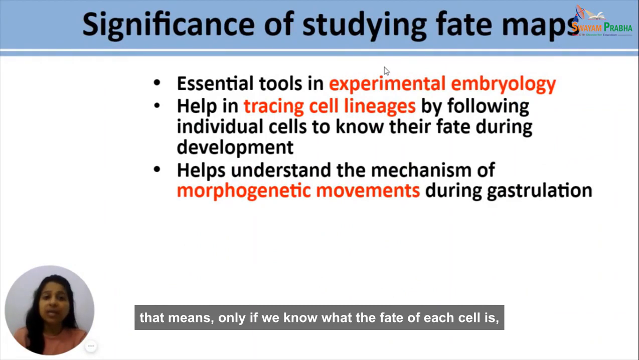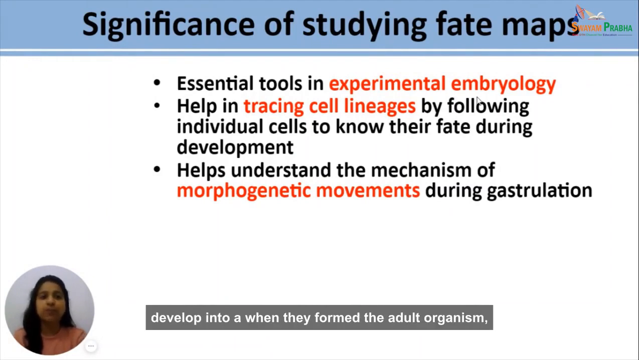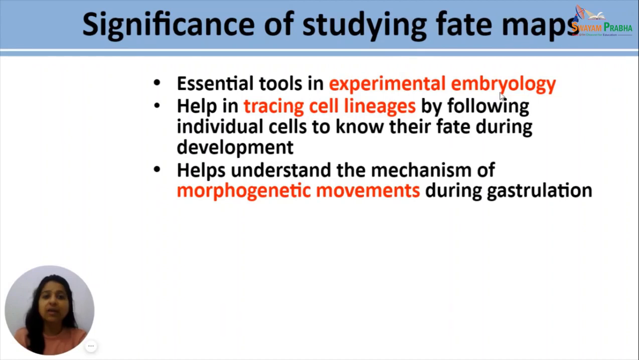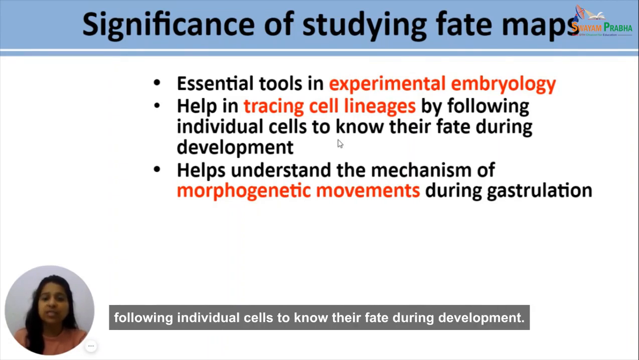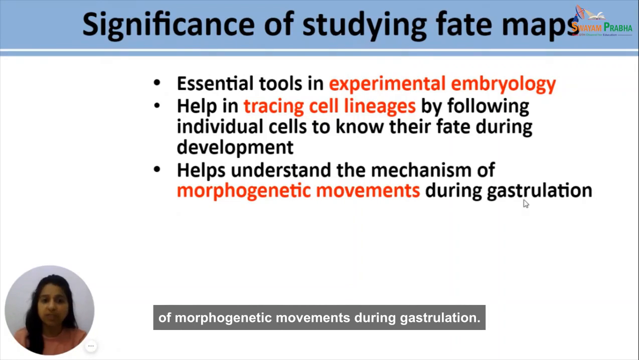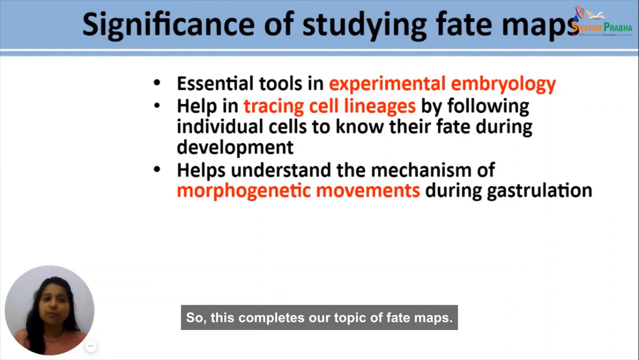That means only if we know what the fate of each cell is, what those cells are going to form, which organs they are going to develop into when they form the adult organism, we can detect or estimate the behavior of each cell, and accordingly we can plan our experiments in embryology. Also, the fate maps help in tracing the cell lineages by following individual cells to know their fate during development. Studying fate maps helps us understand the mechanism of morphogenetic movements during gastrulation. So this completes our topic of fate maps.